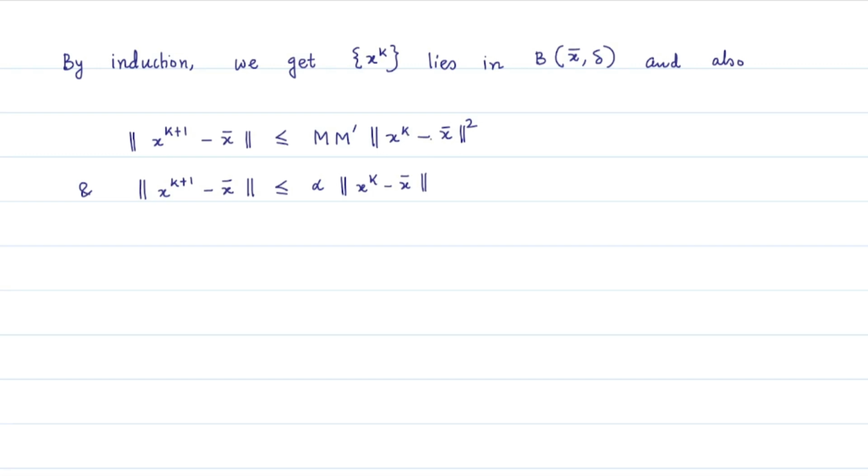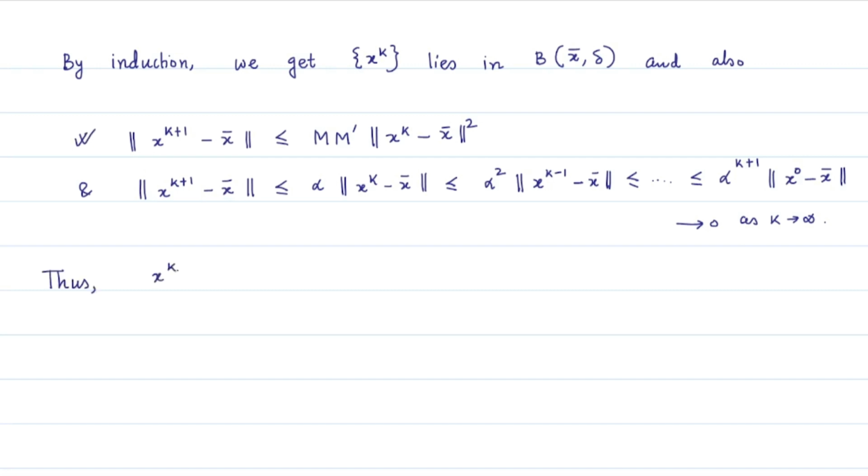This is due to xk minus x bar having norm less than delta, and delta is less than alpha times 1 upon m dash. So we have this inequality true. Further from here you will have alpha times norm xk minus 1 minus x bar. So here alpha square. Keep on applying this inequality. We will end up with alpha to the power k plus 1 times the distance between the initial iterate and x bar. As alpha is in between 0 and 1, this tends to 0 as k tends to infinity. And therefore we see that this sequence xk converges to x bar. And now from this inequality, the sequence xk converges to x bar with Q order of convergence at least 2.